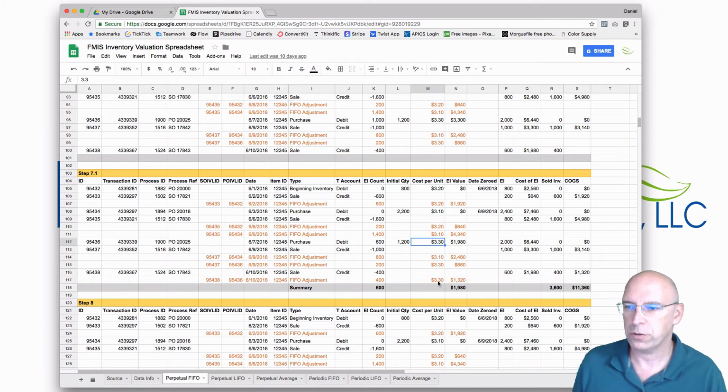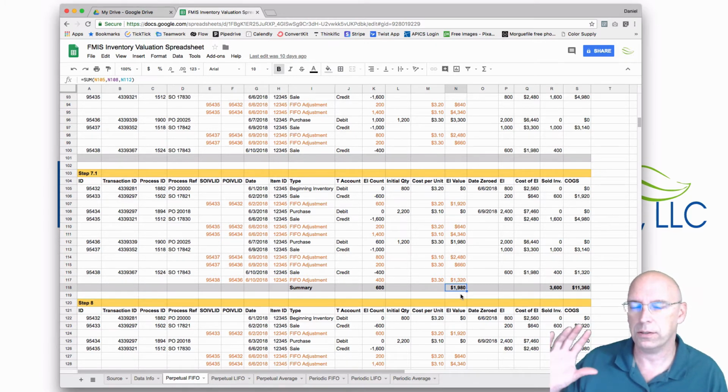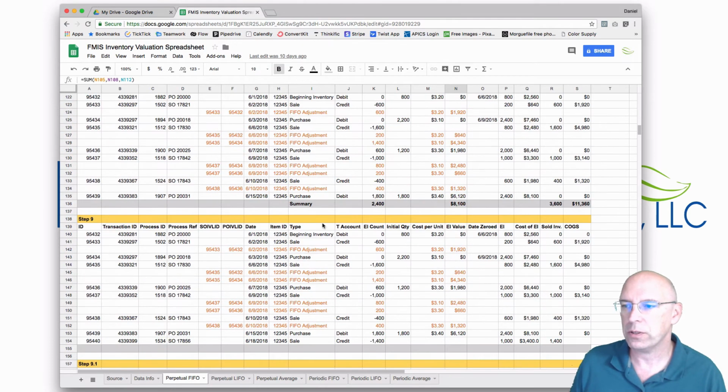cost per unit, which is $3.30, at $13.20, and that's what we have. 400 units. Our cost of goods sold is $13.20. It leaves us an ending inventory of 600 units, and the value of the ending inventory that we're sitting on, the stock we're sitting on, is 1,980.